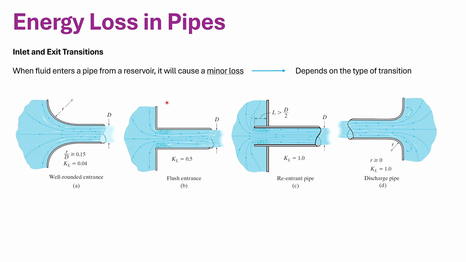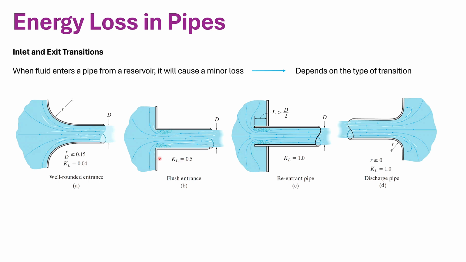So for inlets and exit transitions, we have different KL values. When fluid enters a pipe from a reservoir, it will cause a minor loss, and it depends on the type of transition. For example, for a very smooth transition from a reservoir into a pipe, in which R, the radius of this circle, divided by D, the diameter of the pipe, is greater than 0.15, then K sub L equals 0.04.